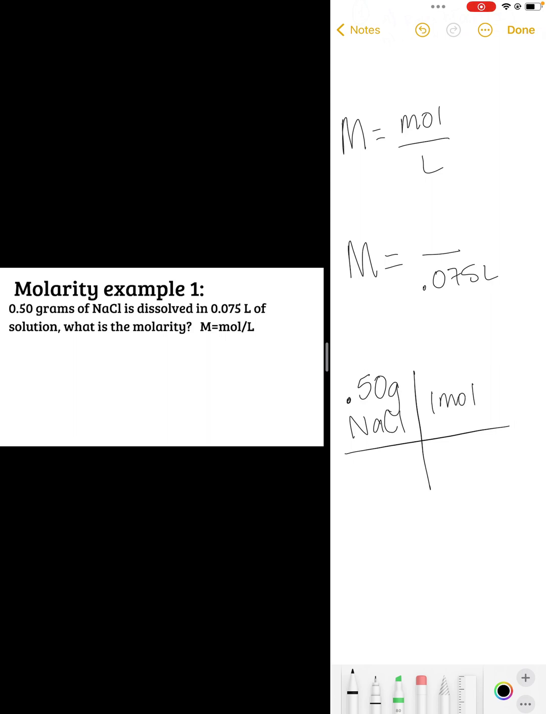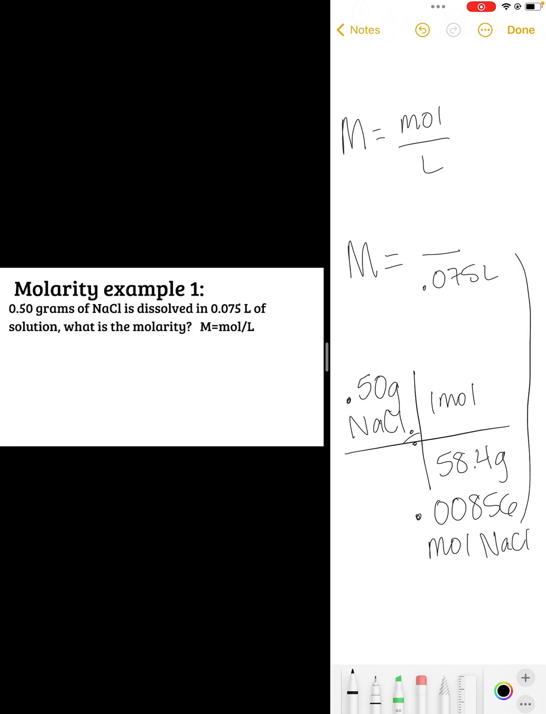So this is where I would go to my periodic table and I would figure out the molar mass of NaCl, and it's about 58.4 grams. From there, I'm gonna divide, so 0.5 divided by 58.4, and that gives me about 0.00856. And again, that is moles of NaCl.